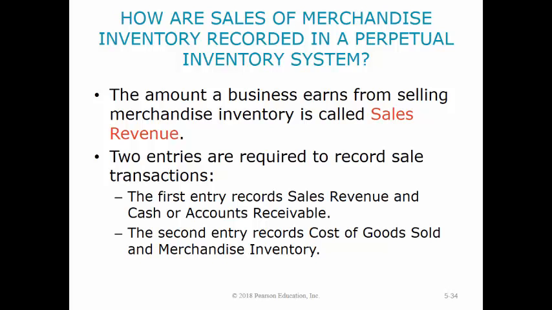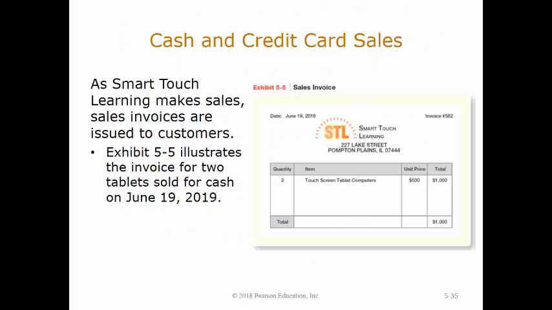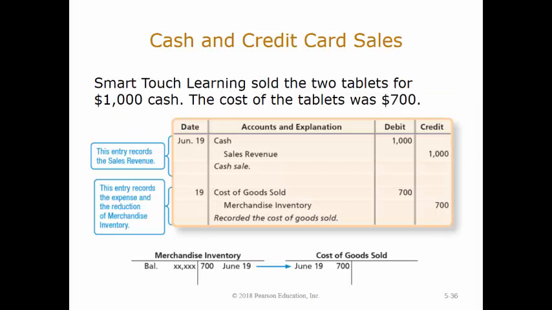Sales revenue is the amount that a merchandiser earns from selling its inventory. A sales invoice is an agreement between buyer and seller. To the seller, a sales invoice is a bill that shows what amount the customer must pay. To record the sale by Smart Touch Learning, two journal entries must be recorded. The first journal entry records the cash sale of $1,000 by debiting cash and crediting sales revenue.